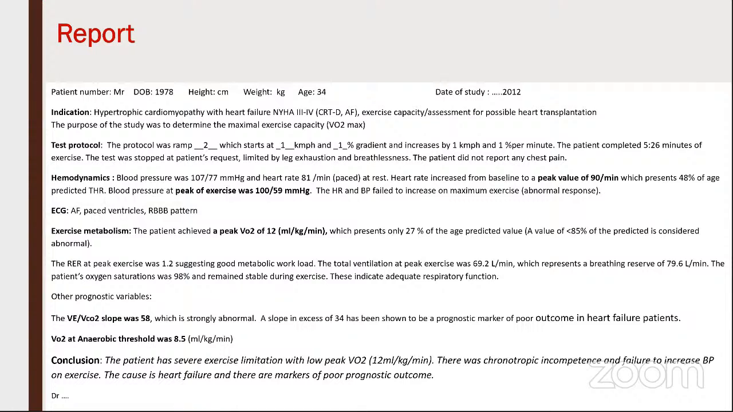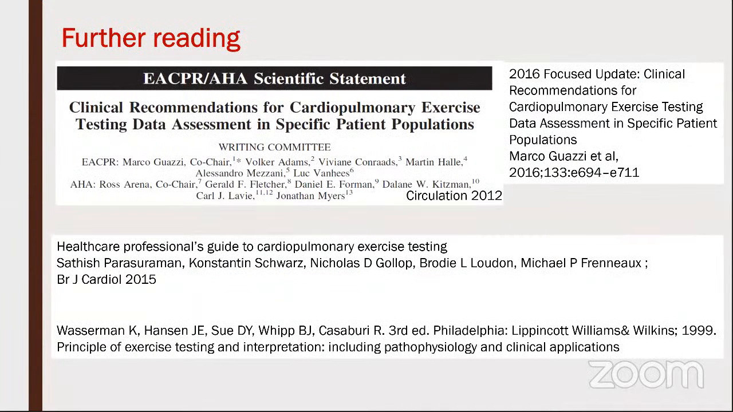So this is just some further reading. I'll go back here. This is very useful: AHA guidelines on recommendations for cardiopulmonary exercise testing in specific patient populations, and especially quite some information on cardiac patients. And there was a focused update back in 2016. This is the paper we've written a few years ago, where you also have this pathway for how to report. And anyone who wants to go into detail is advised to look at Wasserman, which is like the Bible of cardiopulmonary exercise.